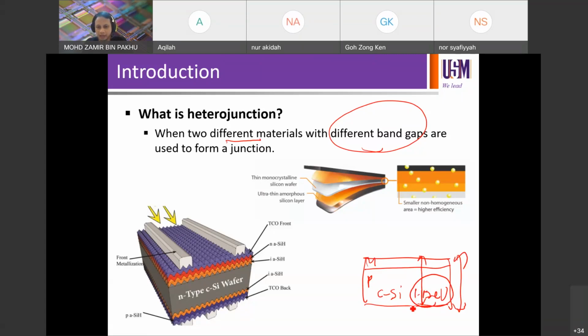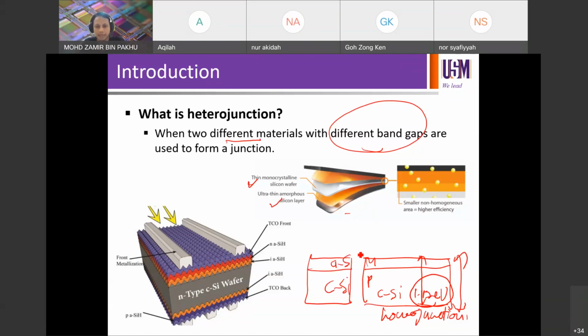So then we were talking about homojunction because both sides of the p and n have the same band gap. In this case, when we're talking about heterojunction, we're talking about two different materials, or the same material, well, not exactly the same, with two different band gaps. For example, if you're combining crystalline silicon with amorphous silicon at the interface.